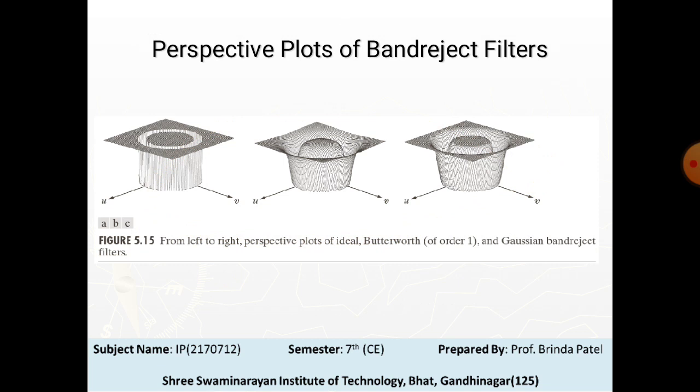These impulses are both imaginary, meaning the real part of the Fourier transform of a sine is 0, and they are complex conjugates of each other. Our purpose here at the moment is to illustrate band reject filtering. This figure shows, from left to right, perspective plots of ideal, Butterworth of order 1, and Gaussian band reject filters.